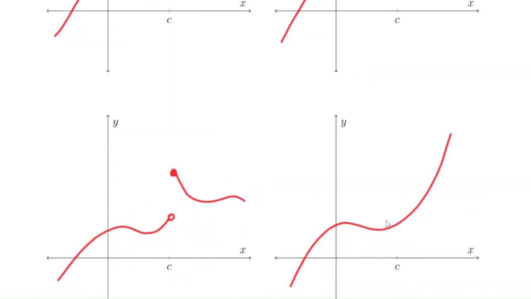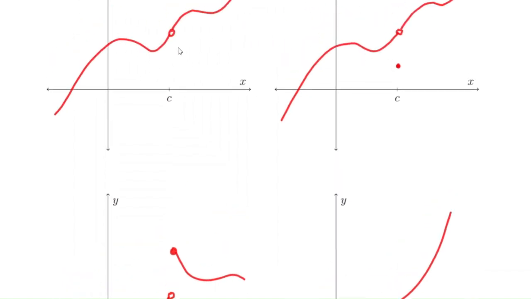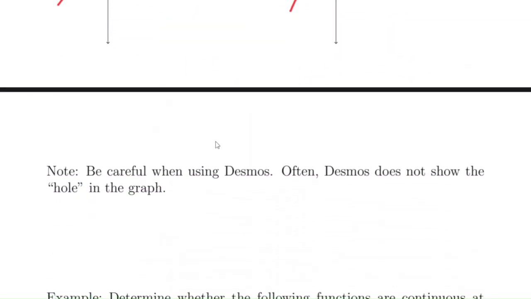Now, what about this one? Yeah, this is continuous, right? There's no issues. f of c is defined. It's this value right here. The limit as x approaches c exists. It's also that value. And so this function is continuous. Notice we can draw it without lifting up our pencil. Here we have a jump. Here in these two ones, we have a hole in the graph. So those are not continuous.